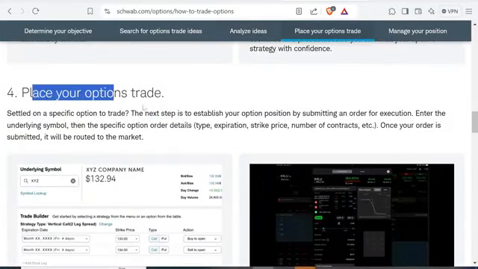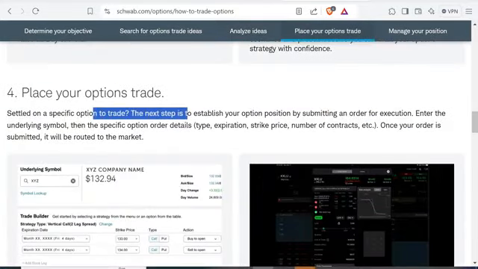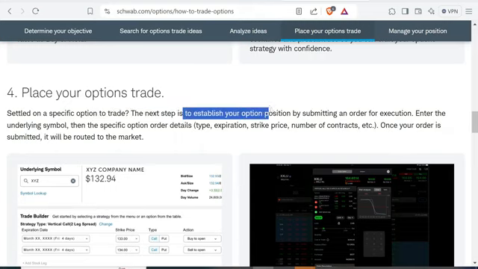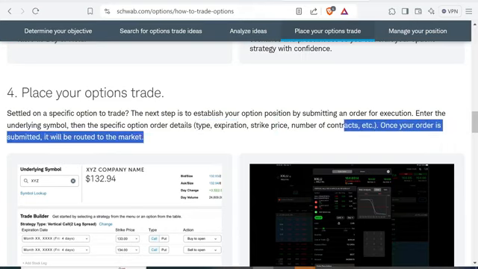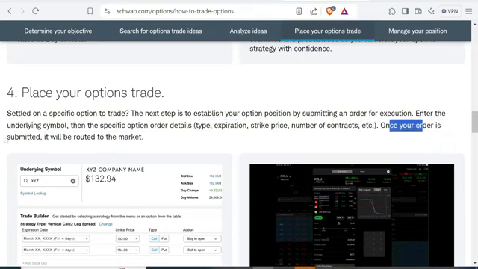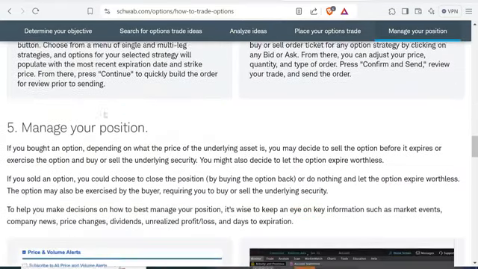Now you're going to place your option trade. Once you've settled on a specific option trade, the next step is to establish your position by submitting an order for execution. Enter the underlying symbol, then the specific option order details: type, expiration, strike price, number of contracts, etc. Once your order is submitted, it will be routed to the market.